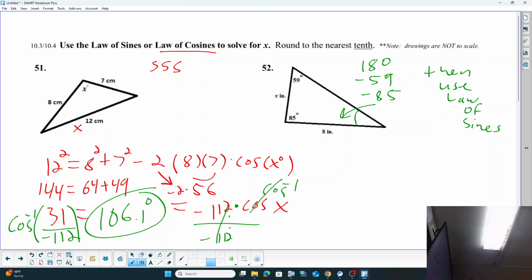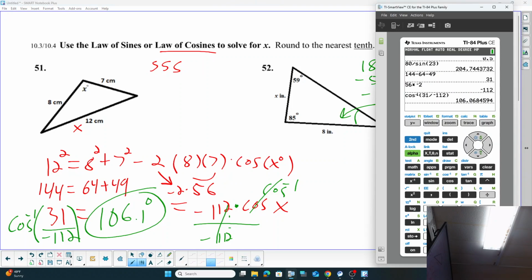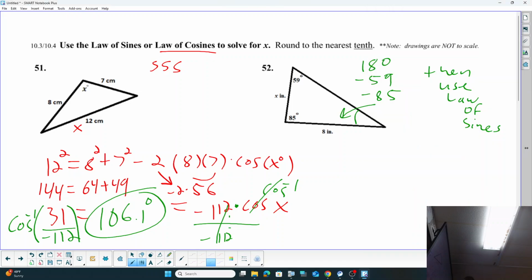So that would be 59 and 85. So 59 plus 85, and then 180 minus those two gives us 36. So this is 36 degrees. We're going to use this with the side, right? To find another side, maybe this side, maybe. So solve for x.